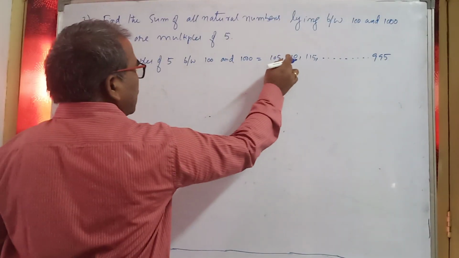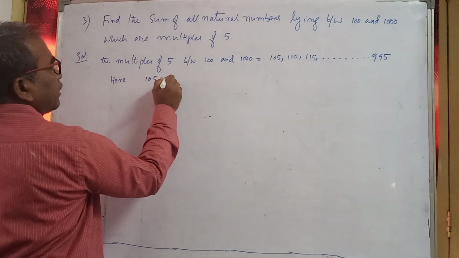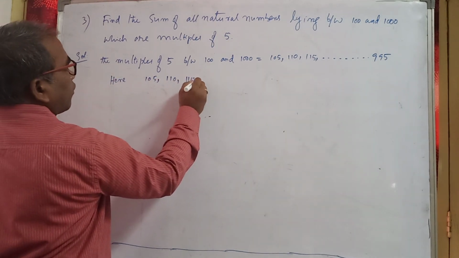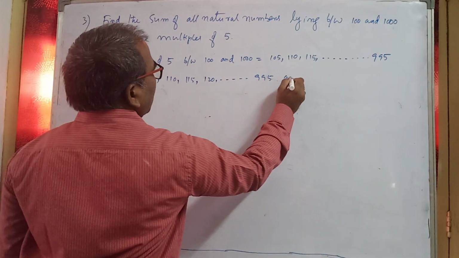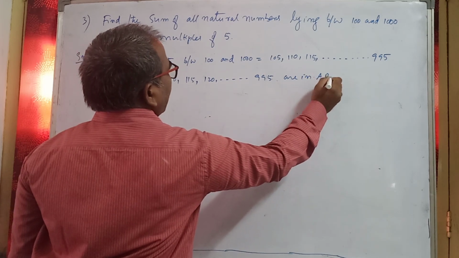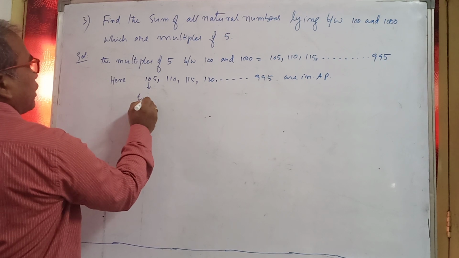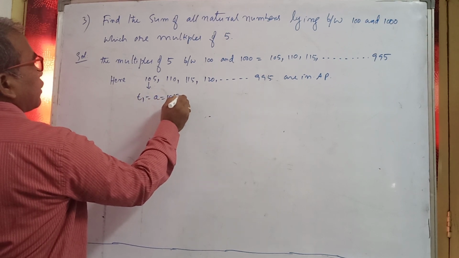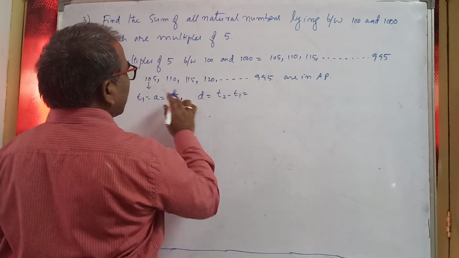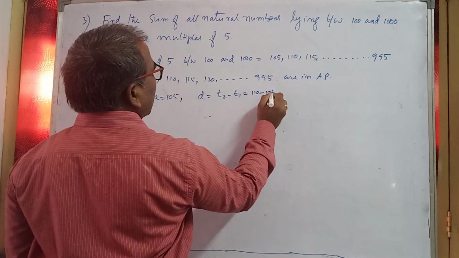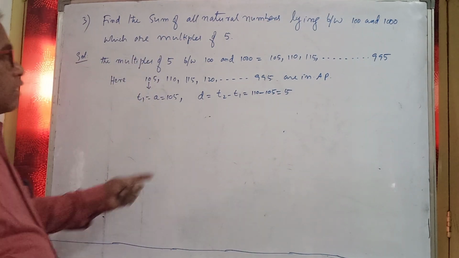So this is in AP: 105, 110, 115, 120, and so on. Why? The common difference is equal. This is the first term, T1, usually denoted with a. Common difference d is T2 minus T1, so 110 minus 105, common difference 5. So we need to find the sum of the terms.